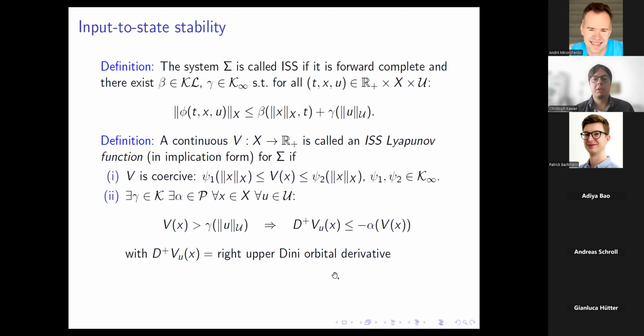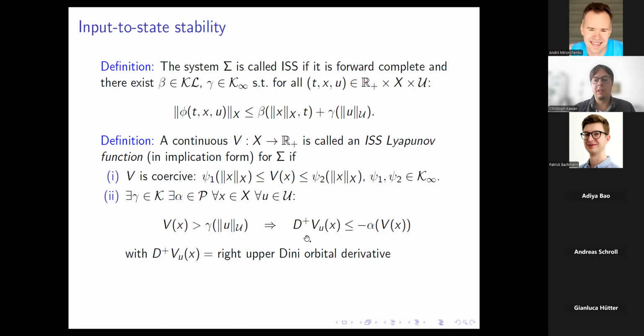Then we also have a notion of an ISS-Lyapunov function. Here I'm defining this in an implication form. I could also do it in dissipation form, but I decided here to use the implication form. So what is an ISS-Lyapunov function? It's a continuous function from the state space to R plus, which is coercive, which means that we have K infinity functions, which give us bounds like this here. And we have an implication like this. I think this should be well known.